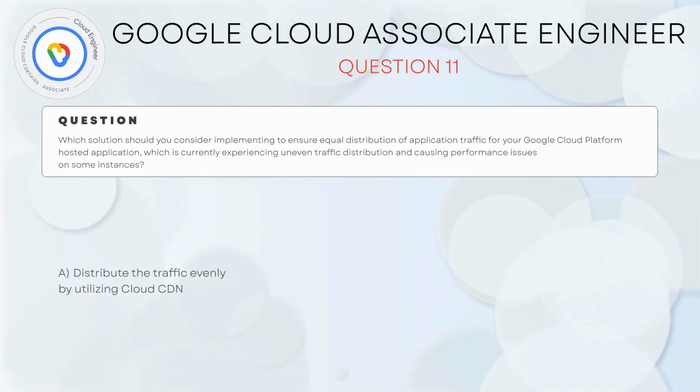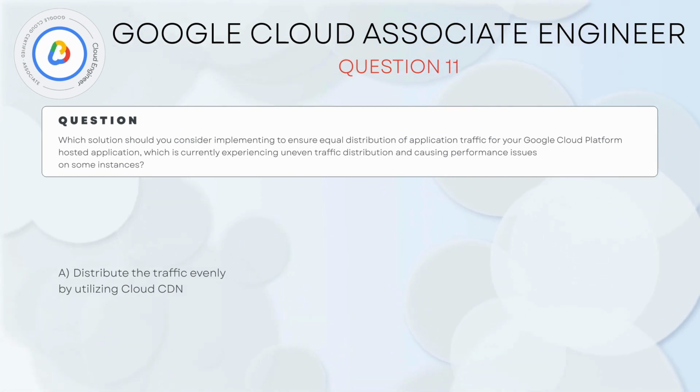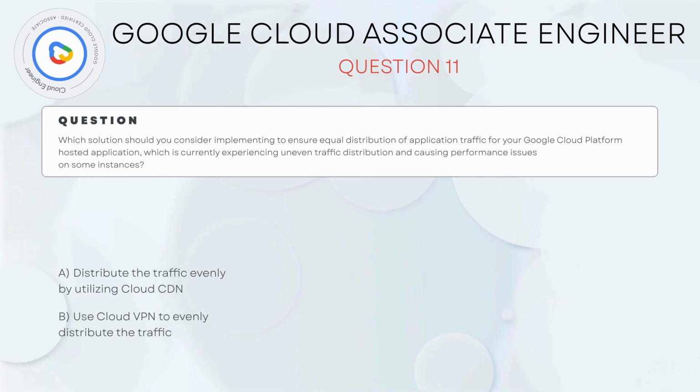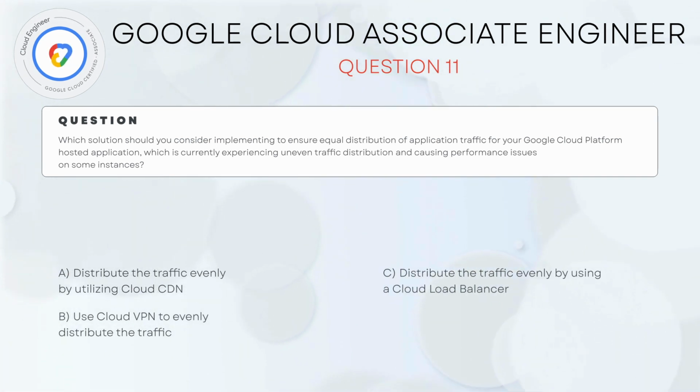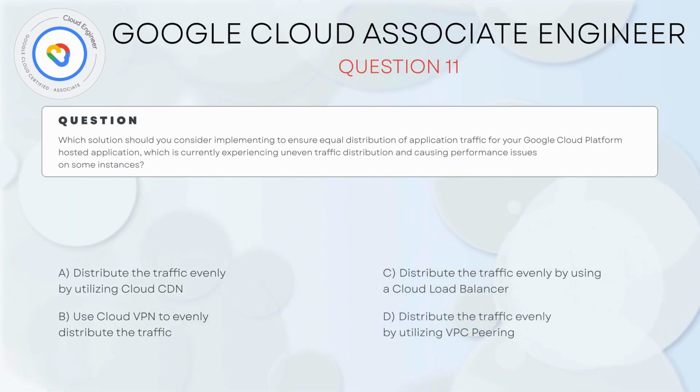A. Distribute the traffic evenly by utilizing Cloud CDN. B. Use Cloud VPN to evenly distribute the traffic. C. Distribute the traffic evenly by using a cloud load balancer. D. Distribute the traffic evenly by utilizing VPC peering.